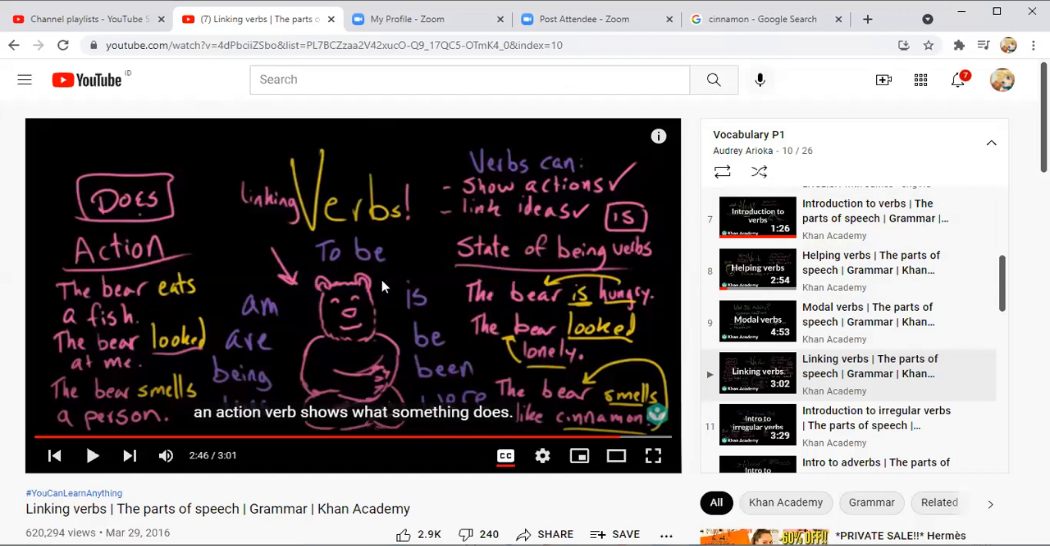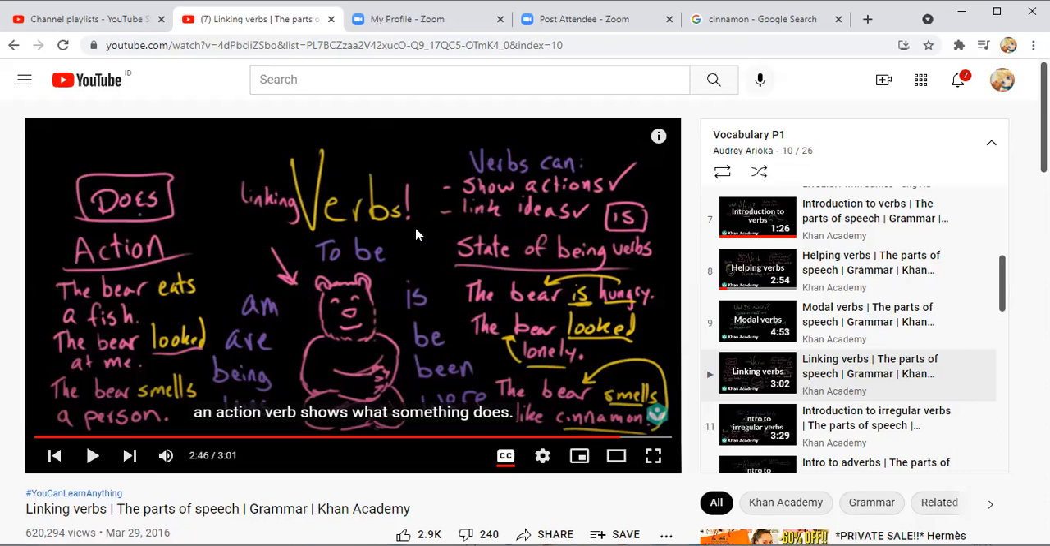Okay, and again, the bear is not doing something, right? Bear-nya itu kan tetap aja tidak melakukan sesuatu kan? Karena we're just again describing the bear. Kan kita cuma mendeskripsikan bear-nya itu kan. The bear looked lonely. Dia itu terlihat kayak kesepian dan juga dia itu berbau seperti cinnamon, seperti kayu manis begitu. It's not doing something. It's just how the bear is, the state of being. Seperti apa keadaan bear-nya itu.